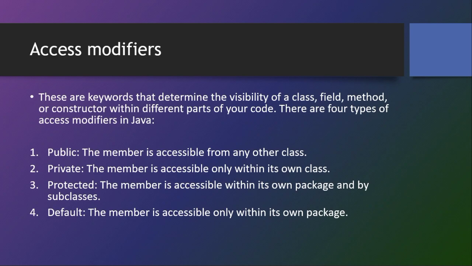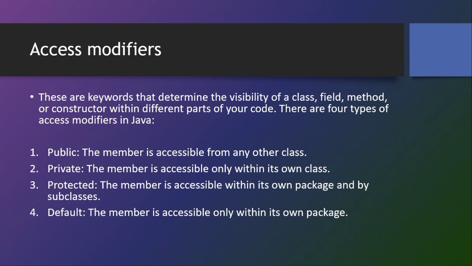So we also have something called access modifiers, and I've talked about this for quite a while now. By now, I'm pretty sure you should have a decent idea of what an access modifier is. But then we're going to look at the types of access modifiers that are actually available in the Java library or the Java runtime environment. These access modifiers are keywords that determine the visibility of a class, field, method, or constructor within different parts of your code.